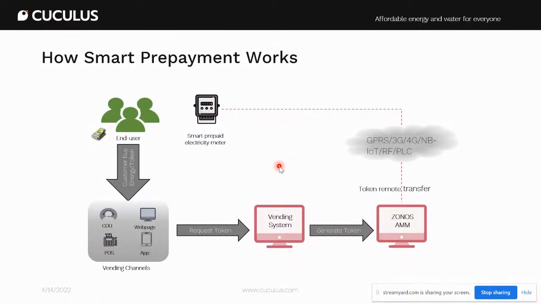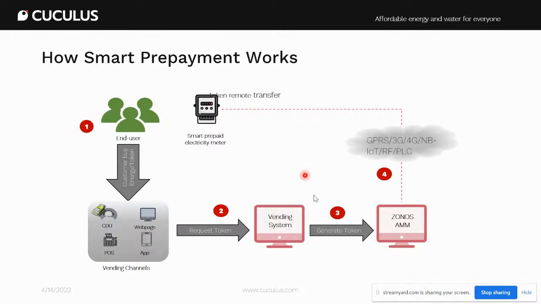The way that I explained how conventional prepayment works, I will also explain how smart prepayment works in a simple manner. Again, the same way, we have the end user. They want to buy the electricity. They reach the vending channels. The vending channels will request a token from the vending system. But now the vending system, instead of sending the token back to the vending channels to print it out and send it to the end user, will transfer it to ZONOS AMM, our AMI system, and transfer these tokens to the meters using one of the communication technologies. Okay.